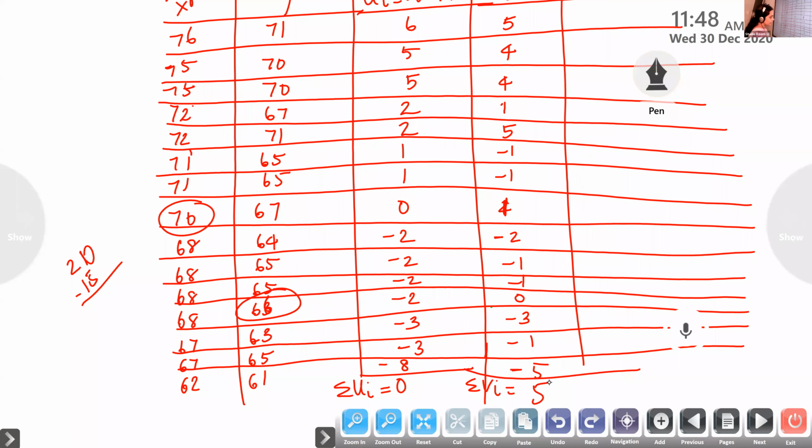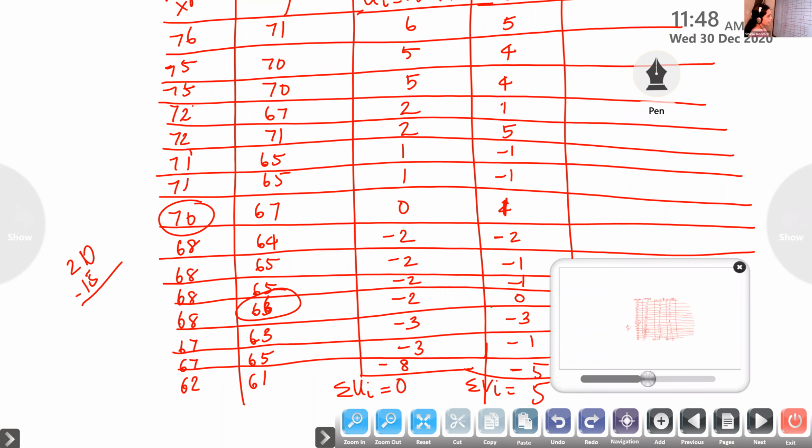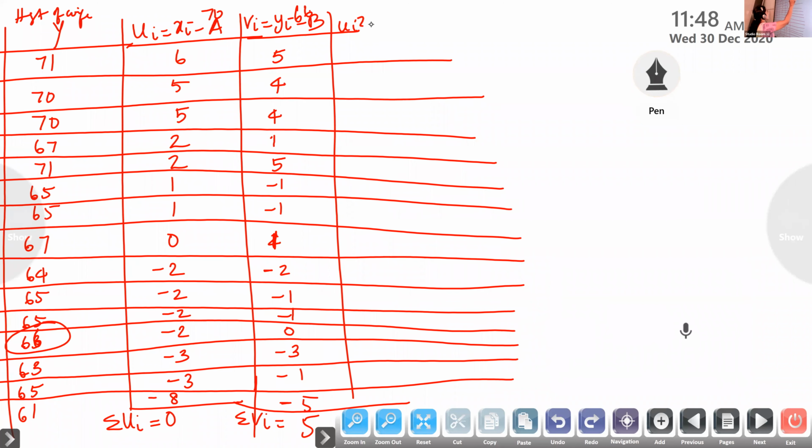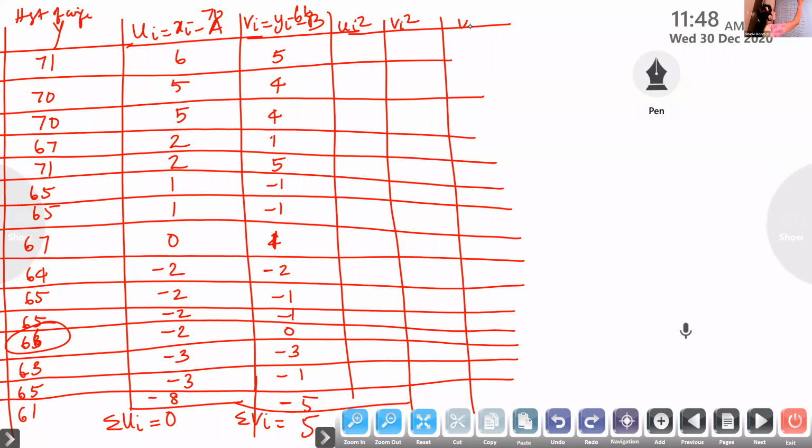So the next column is, after defining ui, find out what is ui square. Then vi square. ui square, vi square. Then next, find out what is uv.